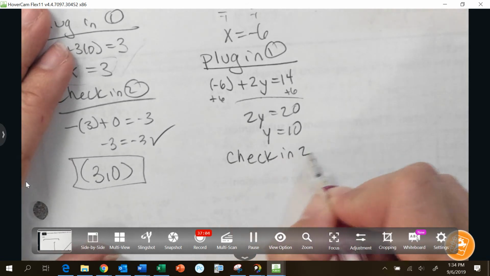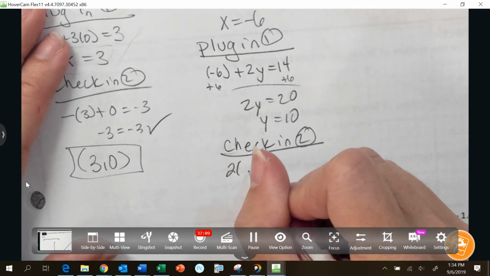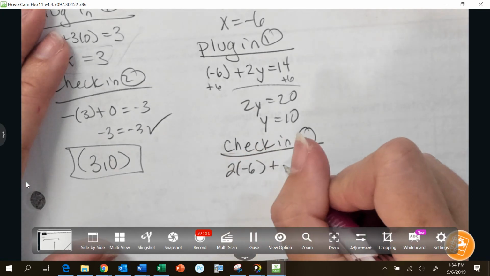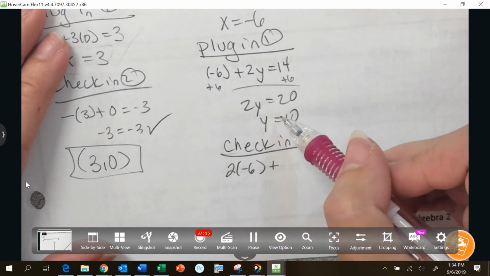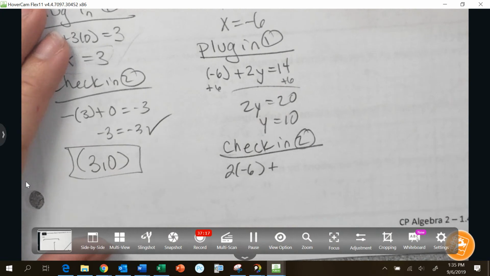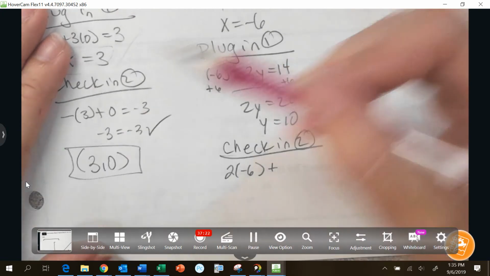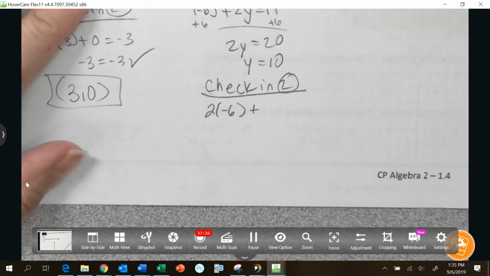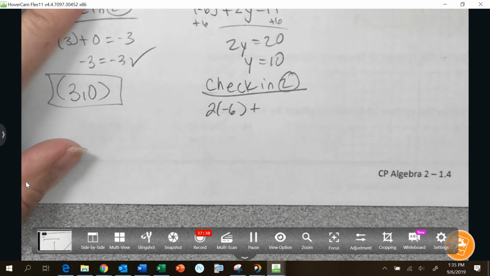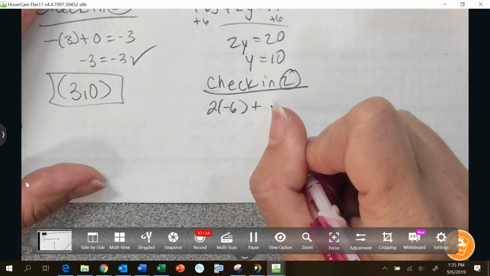Check in 2. 2 times negative 6. Checking the original too. If you just used number 1... Yeah, I'm sorry. Check in the original. 100%. Check in the original. Don't go back and check in the new one. Thank you. That's another thing where people will check it wrong and not find their mistake. Check in the original.